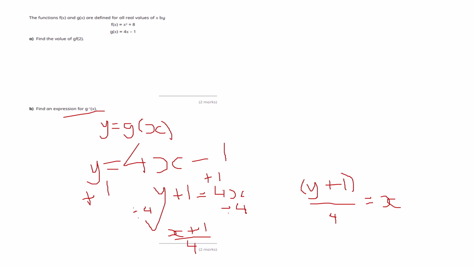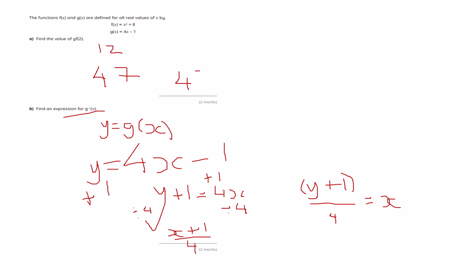Okay, and part A I've done already. So for part A, I put in f of 2, I got 12, and I plugged 12 into g of x. I got 4 times 12, which is 48. Subtract 1 is 47. For anyone that missed the earlier part of the video, it cut off there, sorry about that. So the answer to part A again is just going to be 47.